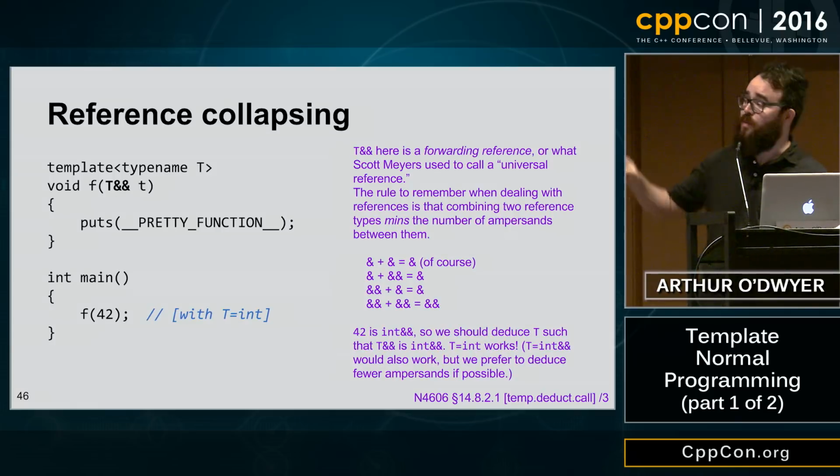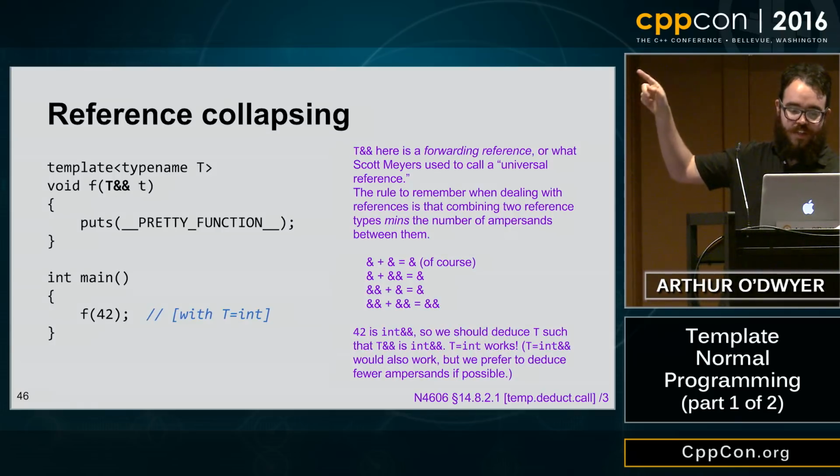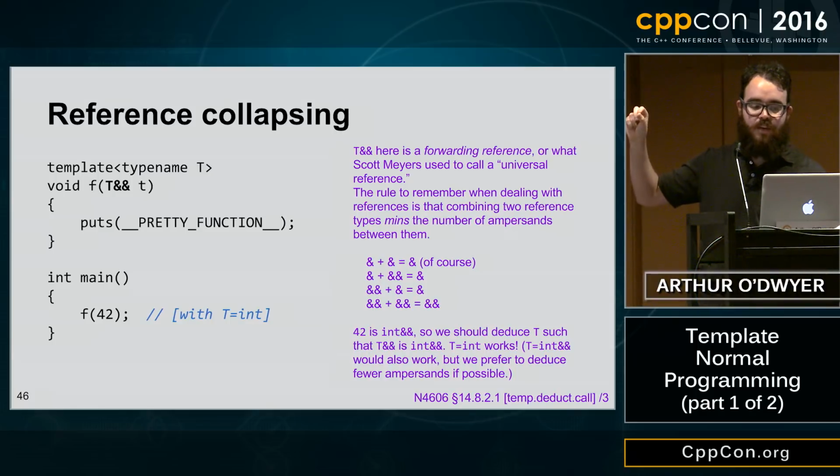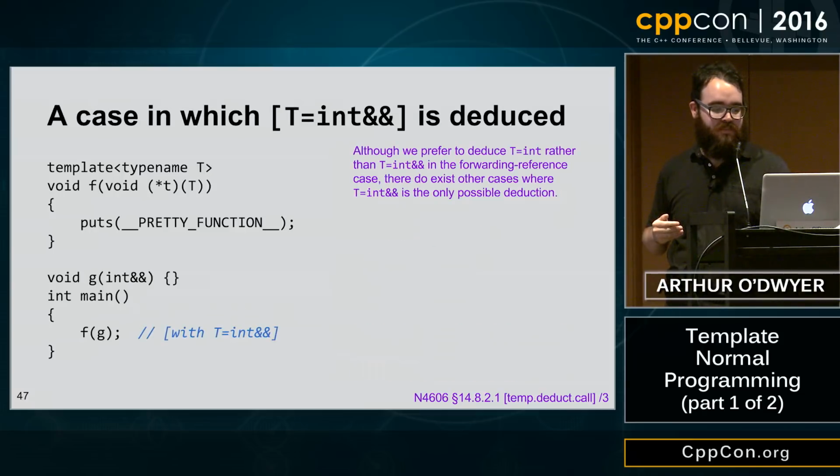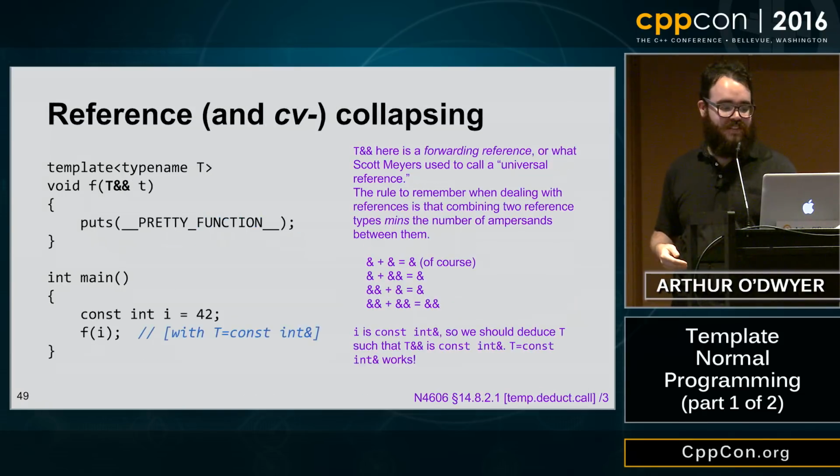So even in this case where T deduces as int and the parameter lowercase t is of type int ref, if I were to actually pass t to some other function in here, t has a name, I would care if it disappeared on me. So it would be an L value at that point. And I would have to std::move it again if I wanted to turn it back into an R value.